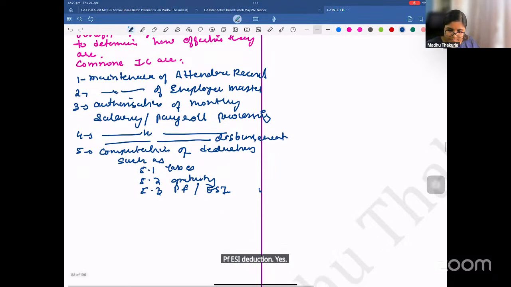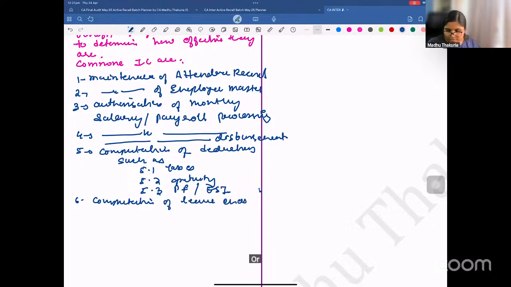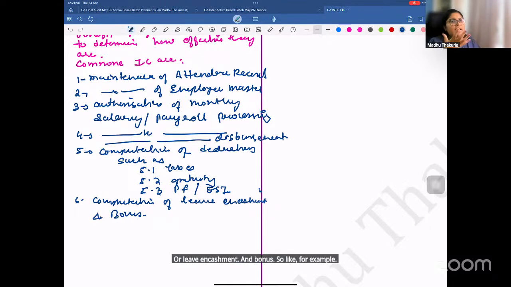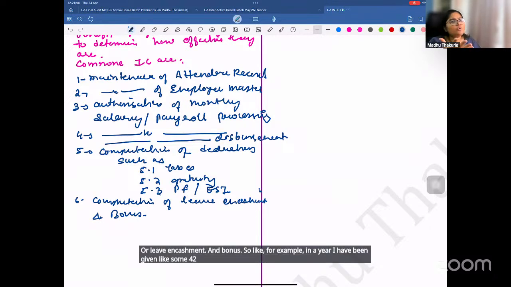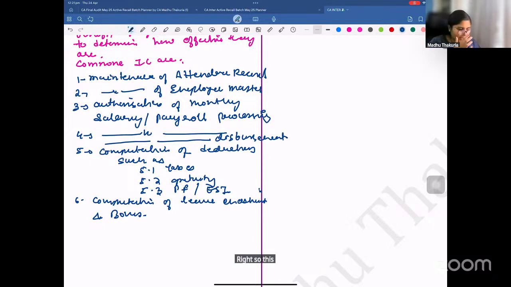Then sixth, computation of leave encashment and bonus. So, for example, in a year, I have been given some 42 leaves. I utilized only 20 leaves. 22 leaves are still pending. So the company has a policy that at the year end, they will give me cash for the days that I have not taken leave, right? So this is a policy of leave encashment.